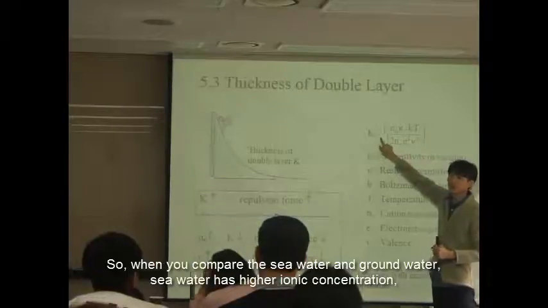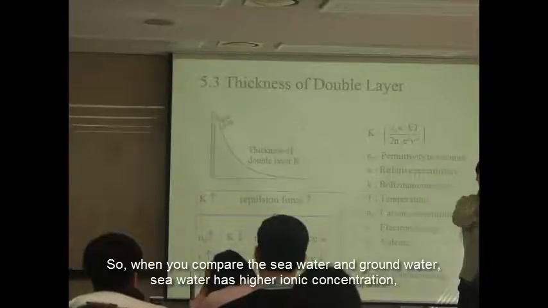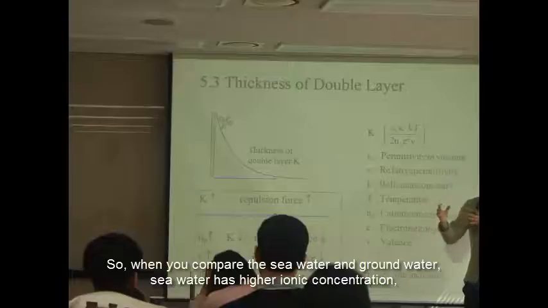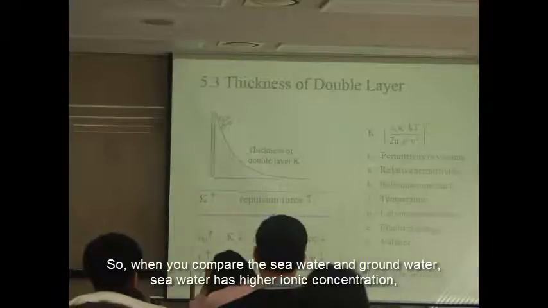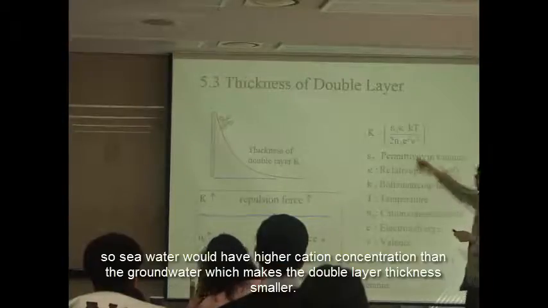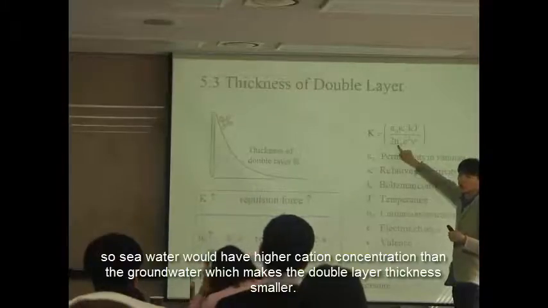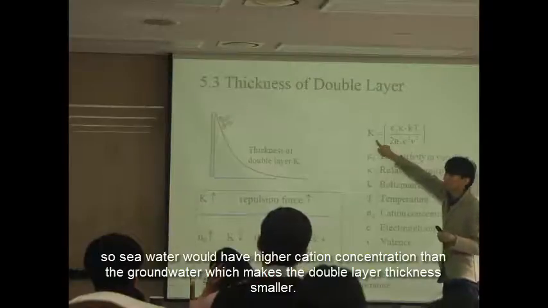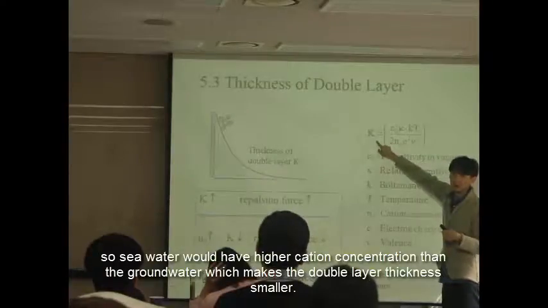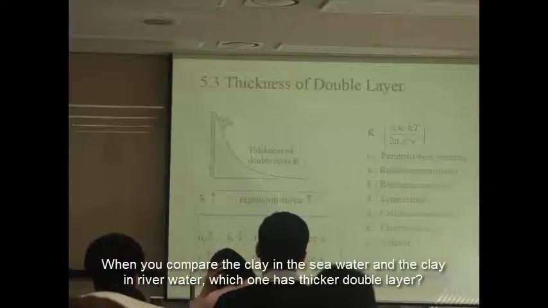This is very important. When you compare seawater and groundwater, which one has a higher salt concentration? Seawater. Seawater is more salty. So seawater will have a higher N than the groundwater. So it makes the kappa decrease, right? So the conclusion is, when you compare the clay in seawater and the clay in river water, the seawater clay will have a thinner double layer thickness.